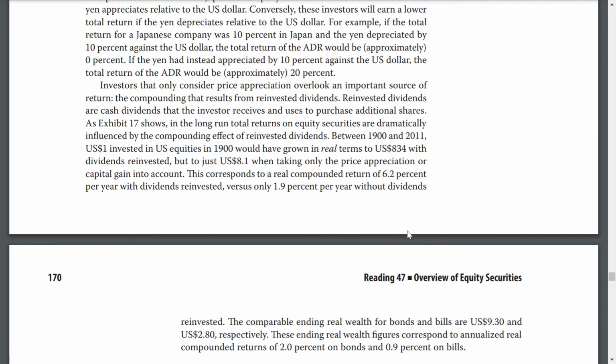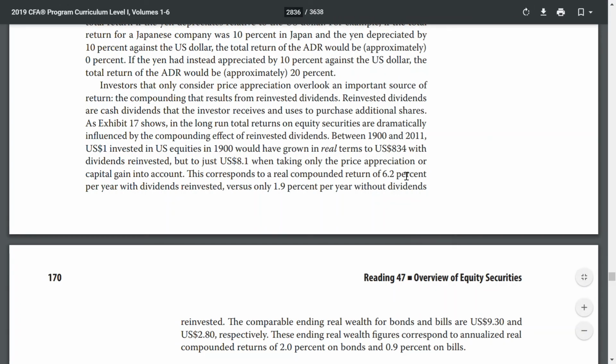Between 1900 and 2011, $1 invested in U.S. equities in 1900 will have a real return of 834 with dividends reinvested, but just 8.1 when taking only price appreciation, or capital gains, into account. This corresponds to a real compounded return of 6.2% per year with dividends reinvested versus only 1.9% per year without dividends reinvested. Risk of equity securities.